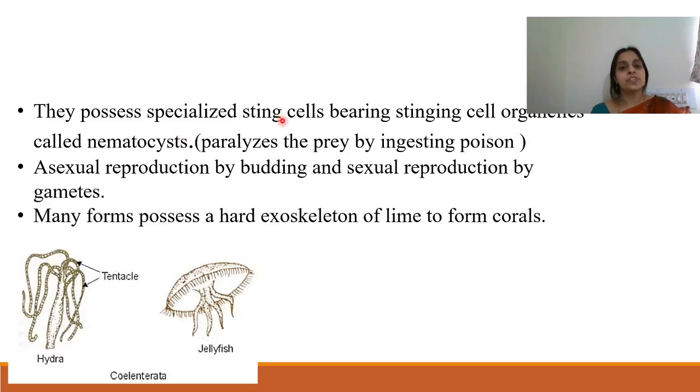They possess specialized stinging cells, organelles like nematocytes. What is the function of this? They paralyze the prey by injecting poison. Asexual reproduction is by budding, sexual by gamete formation. Many forms possess a hard exoskeleton made up of lime to form corals.